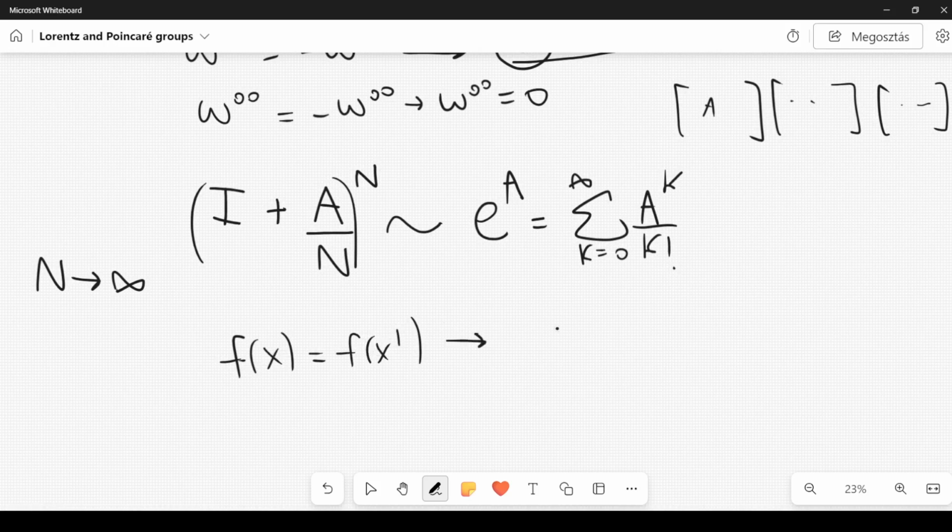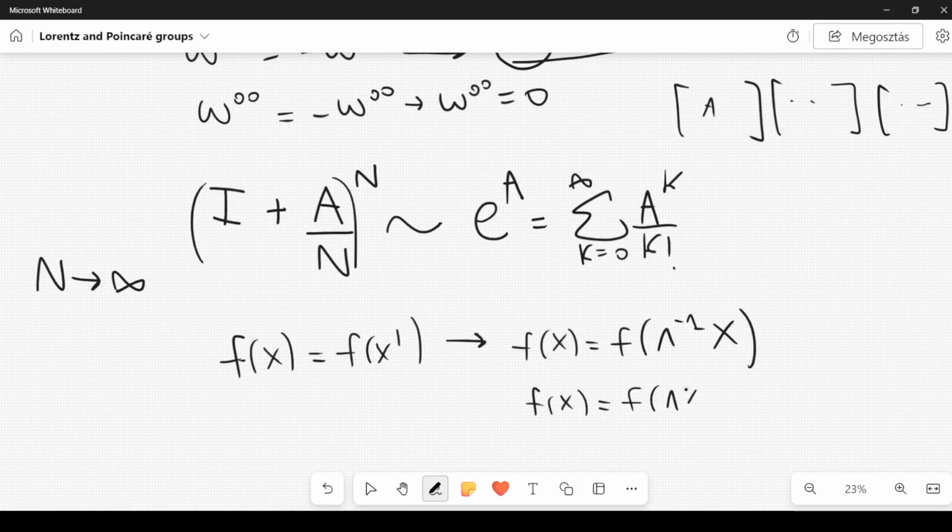And if you remember, we can also write the same transformation like this. We have f of x equal to f of lambda inverse x. So you might see it like this, where we have this inverse of lambda, which is still a Lorentz transformation. So in principle, you might also write f of x equal to f of lambda x. It depends on how you view the transformation. There are different ways of viewing this transformation.